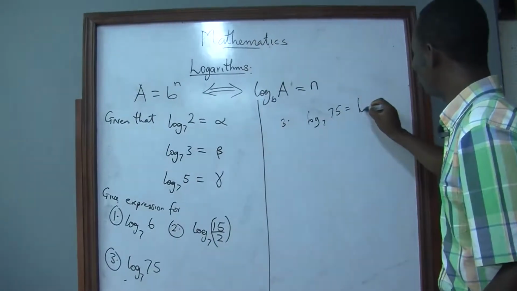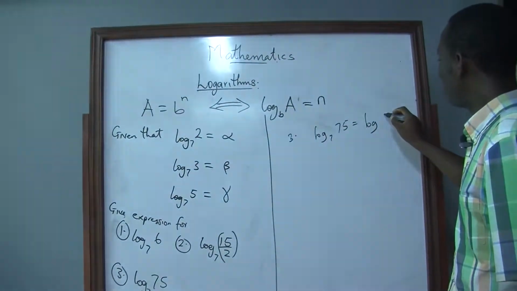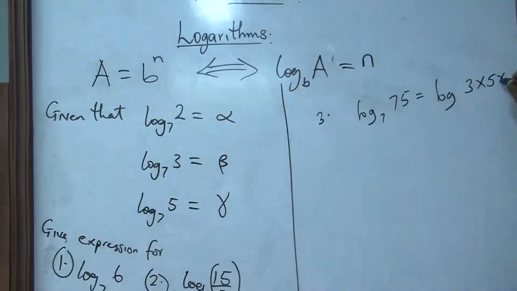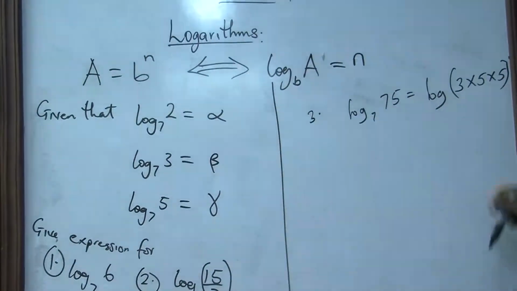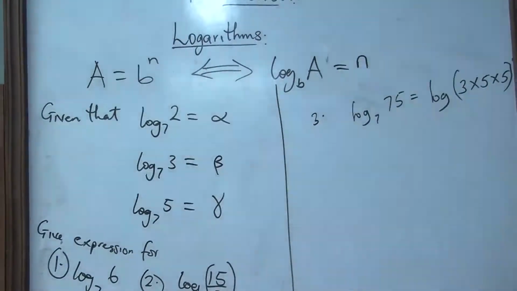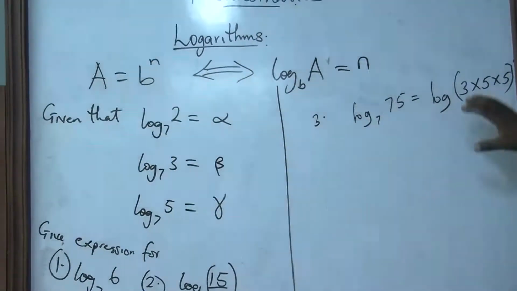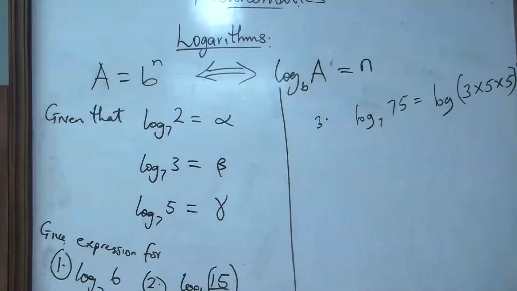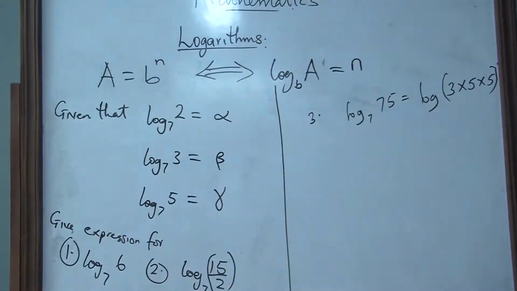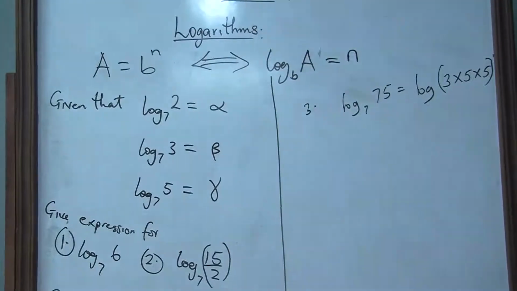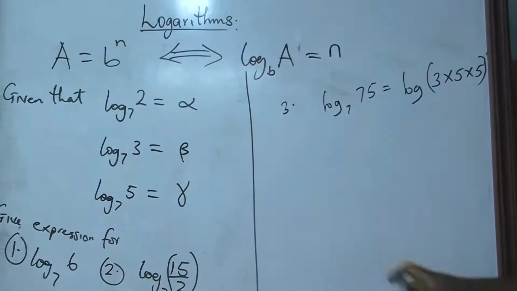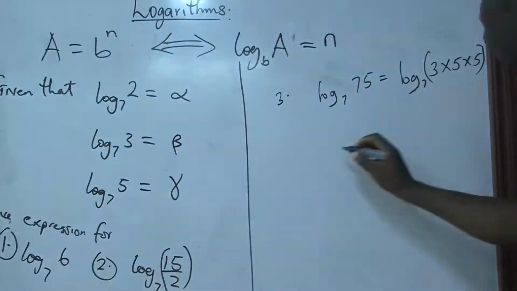That will be log 3 times 5 times 5. Are you checking it with me? 3 times 5, 15. 15 times 5, 75. If you're unable to break it down to this form, you might not be able to solve it. That's the reason why you must be able to think out of the box. So if we have this, what we have now is log 3 times 5 times 5. And the law number 1 still holds for them all. That tells us that we're going to have all in base 7.